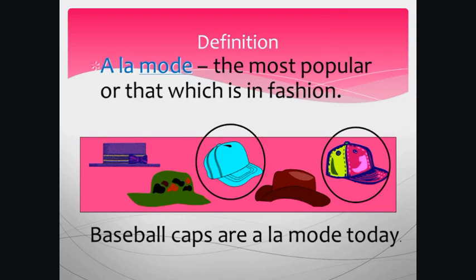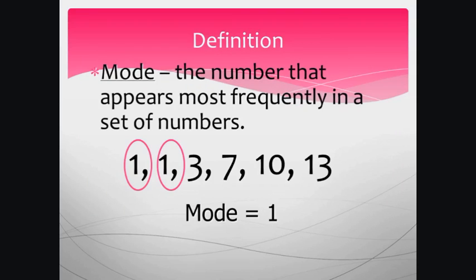But obviously, since we're working with math, we're going to be working with numbers. So let's take a look. Like we said, mode is a number that appears the most frequently in a set of numbers. So in this example, we have them ordered from least to greatest, and we are able to identify that the value of 1 is the mode. It's the value that is most frequent.